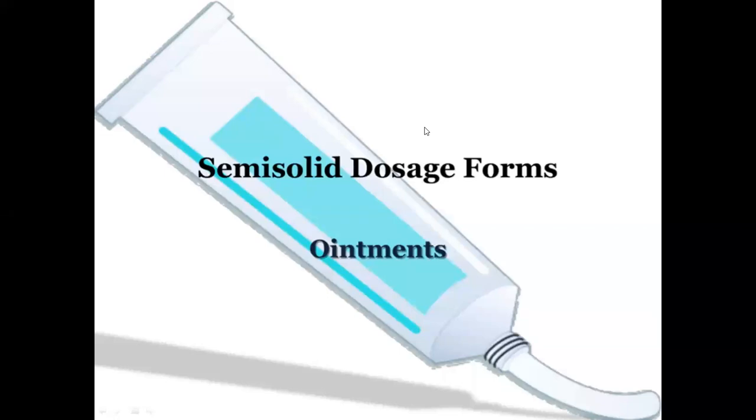Means these are topical preparations, a semi-solid dosage form, prepared or used for application to the skin or mucous membrane, and which provides emollient property. Emollient means having the quality of a softening or soothing effect. So ointment provides a protective effect to the skin, then emollient, that is a softening or soothing effect to the skin, and it also produces therapeutic and prophylactic function. Therapeutic and prophylactic function means it again acts as a protective layer for the skin.